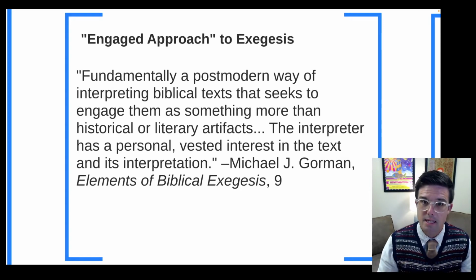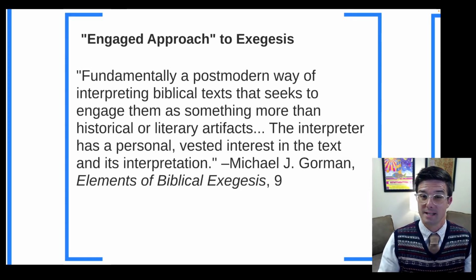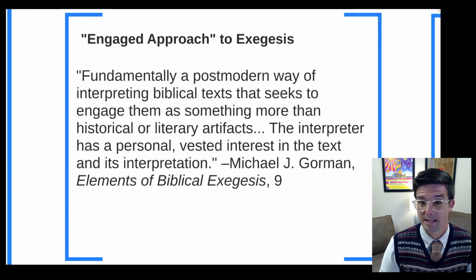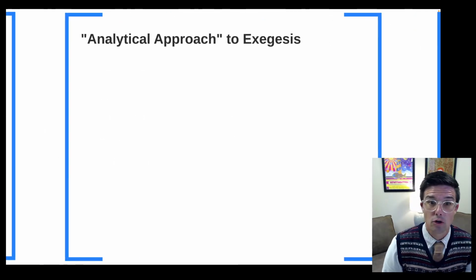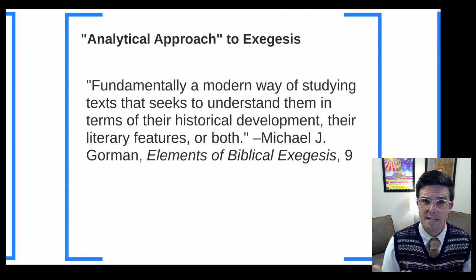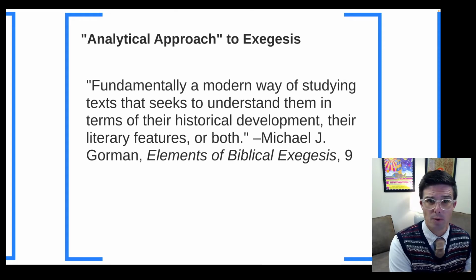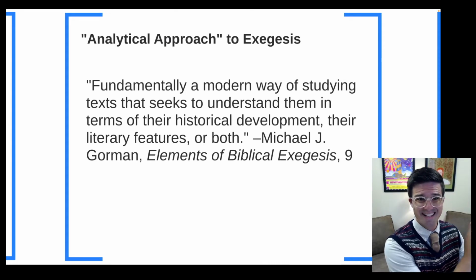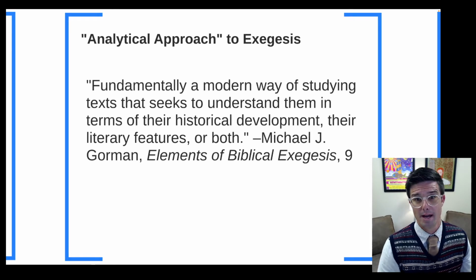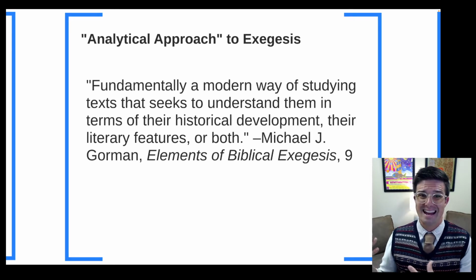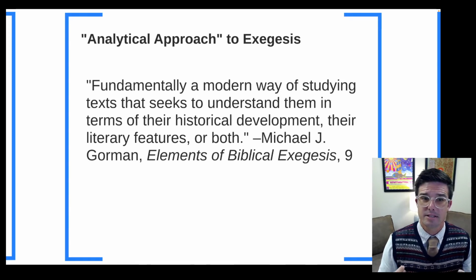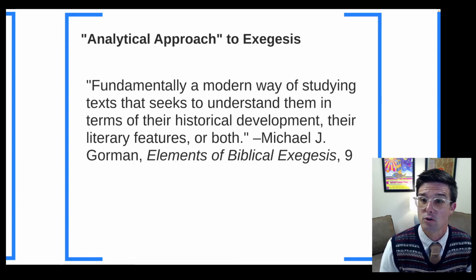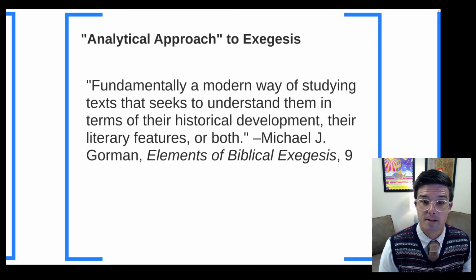So you can see here how the world in front of the text is at the fore in the so-called engaged approach to exegesis that Michael J. Gorman distinguishes from the analytical approach to exegesis over here, which he defines as fundamentally a modern way. So notice there's a difference there. The engaged approach is a postmodern way of engaging the text, and the analytical approach is a modern way of studying the text that seeks to understand them in terms of their historical development, their literary features, or both.